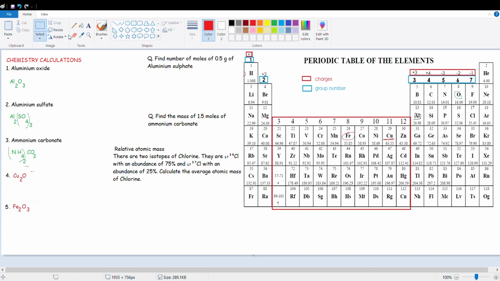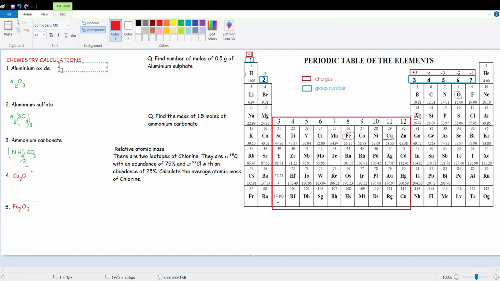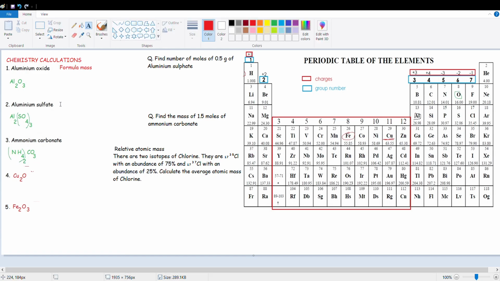So if I'm calculating formula mass, the first one right here, we have, for example, aluminium oxide. I'm doing this one first. You need to check where aluminium is and see its mass. What mass do you need to find? There are two numbers, 13 and 26.98. I will take the maximum number, which is 26.98.